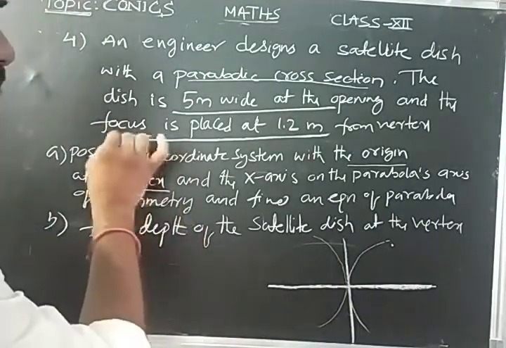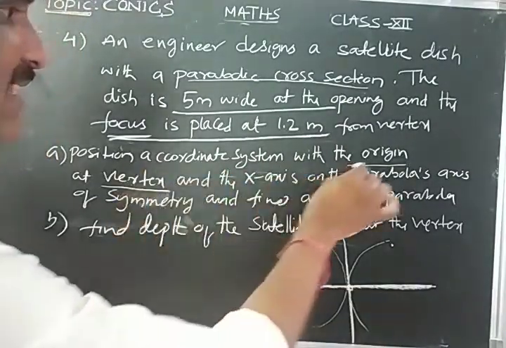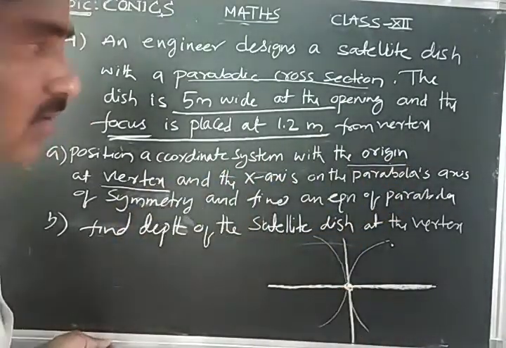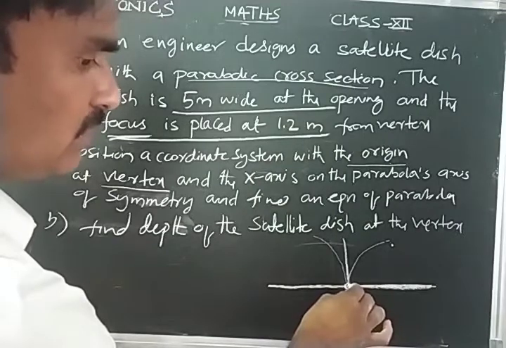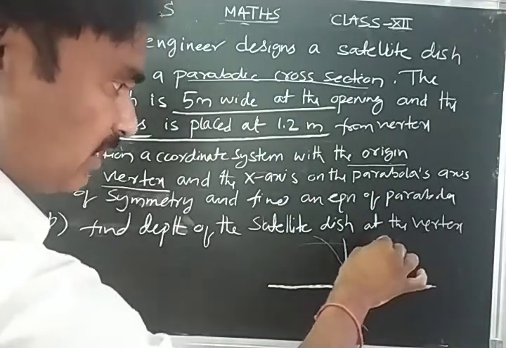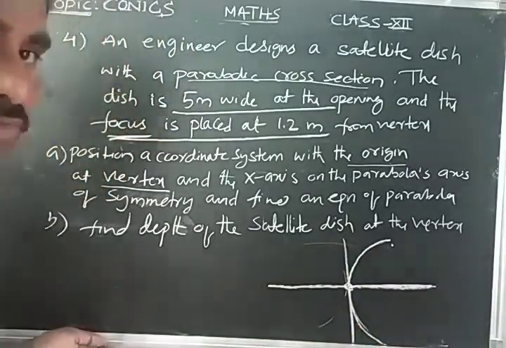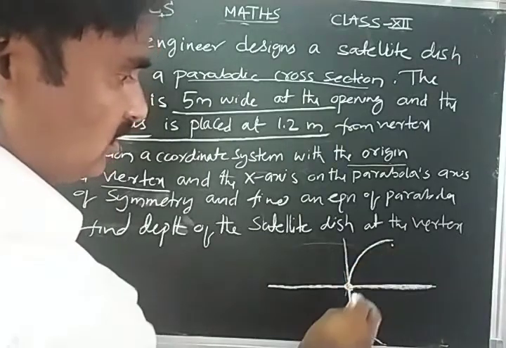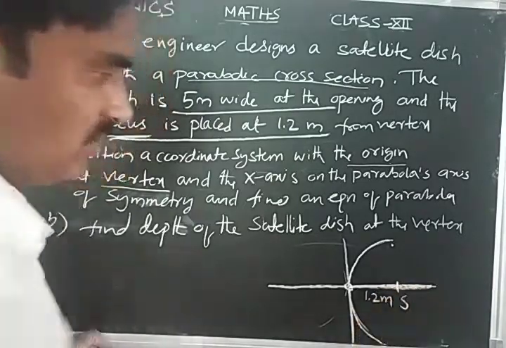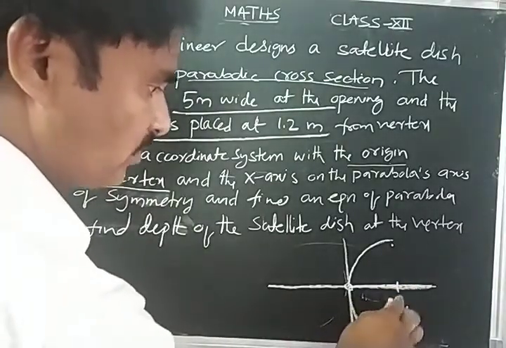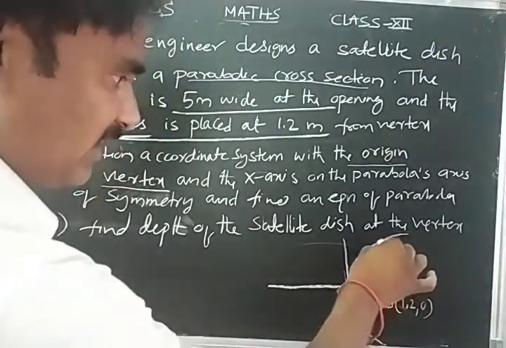Now see here, the focus is placed at 1.2 meters from the vertex. Take the origin as the vertex. Automatically, 1.2 meters away from the vertex we have the focus, on the right-hand side. So I am taking the parabolic shape of the satellite opening at the right-hand side, along the positive x-axis. At 1.2 distance from the vertex I am taking the focus S. The coordinates of S are (1.2, 0).